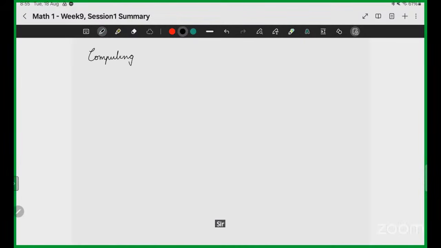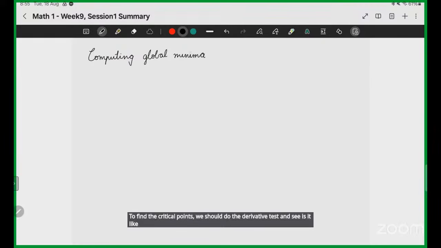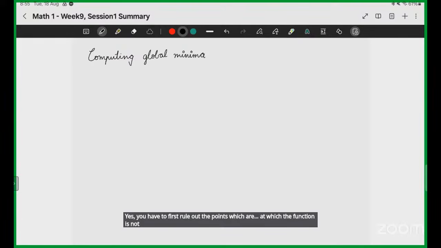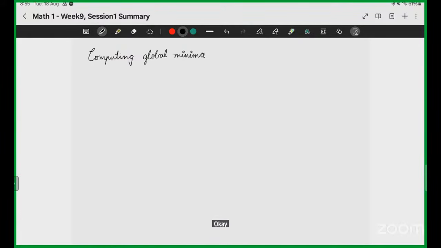Sir, excuse me, sir. To find the critical points, we should do the derivative tests and see. Is it like that? Yes, you have to first rule out the points at which the function is not differentiable. All of those are critical points. Okay, sir. And then wherever it is differentiable, you do the derivative test. Okay, sir.